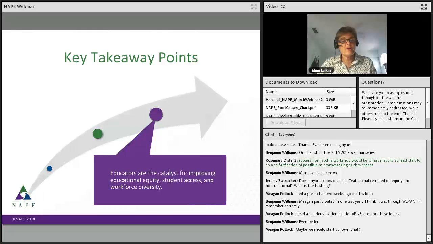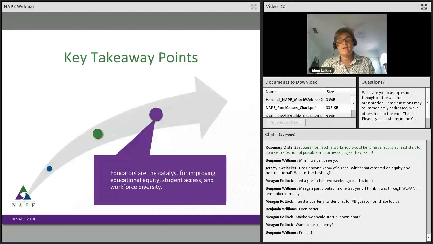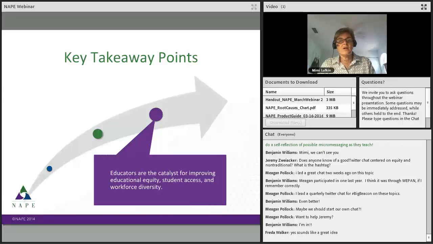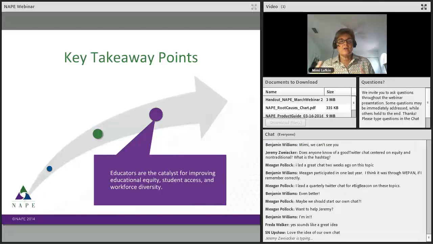The third takeaway point is educators are the catalyst for improving educational equity, student access, and workforce diversity. We believe that you all carry tremendous power in this process. And I could see it in the chat when you're talking about all the various ways in which you hope to take this message back to your colleagues as well as to students directly. The way we look at it is we believe that the multiplying factor here in terms of impact sits with educators, and if we can change your thinking and the practices that you're engaging in, the leveraging of that impact is tremendous.